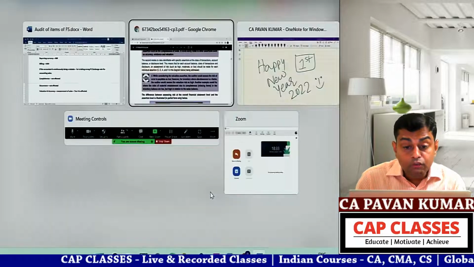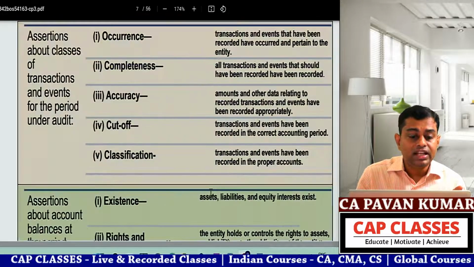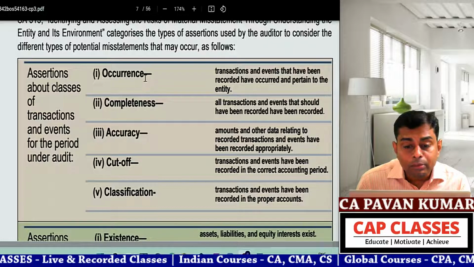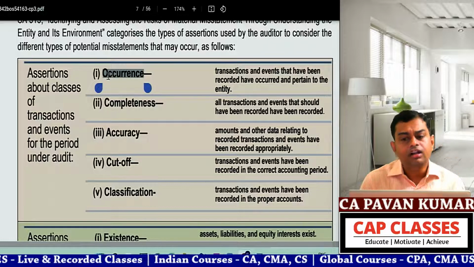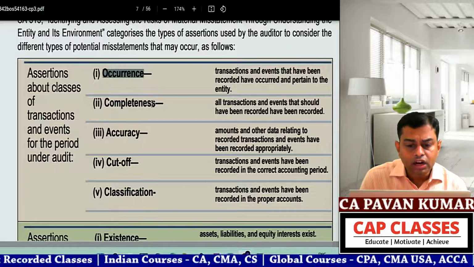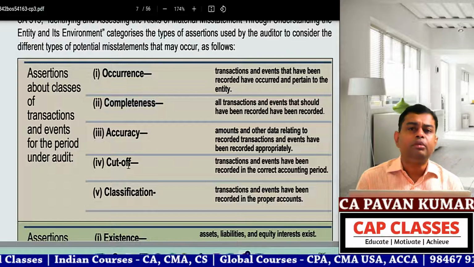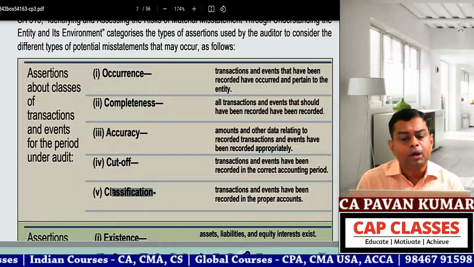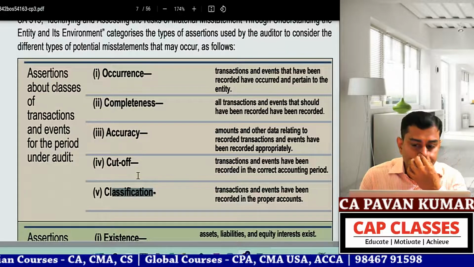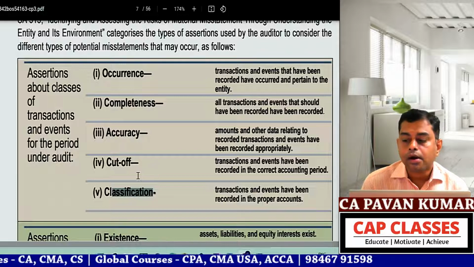So now when you look at this list about transactions, do you have any problem in occurrence? No, transactions have occurred. Whatever transactions occurred, he reported, he recorded. Completeness, no problem. Cut off, he is writing journal entry in the same accounting period, no problem. He is classifying it properly, no problem. So out of this 1, 2, 3, 4, 5, you tell me where is the problem? Accuracy.